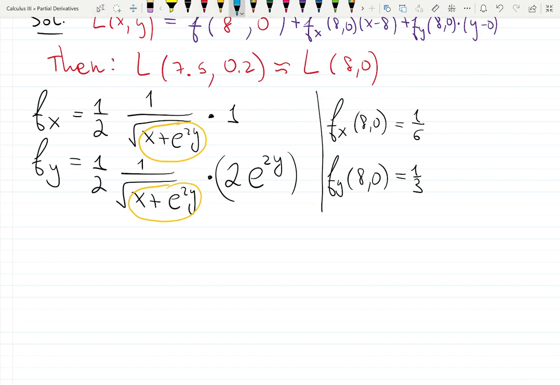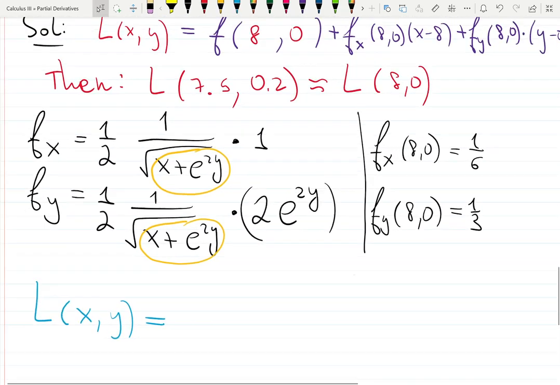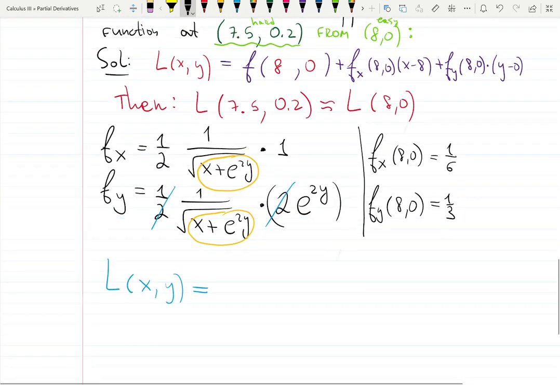Then the first L of x, y is... yeah, 2 cancels out with 1/2 over here. So it's going to be f. Also, don't forget we need to have f of 8, 0. So let's find the original. We don't have it actually here.